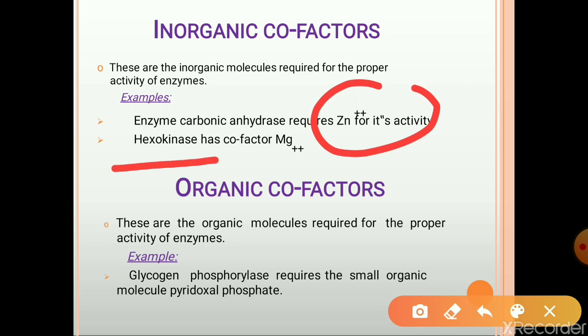We already know about that. Hexokinase is an enzyme in the glycolysis pathway. Hexokinase is the first enzyme of that pathway, which has 10 steps. Hexokinase has Mg2+ as a cofactor. Mg2+ is also a cofactor of DNA polymerase. Now the organic cofactors.